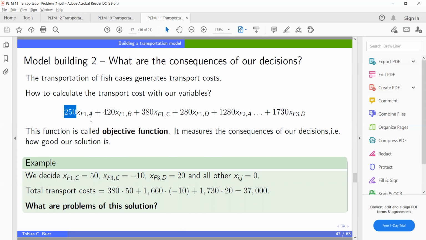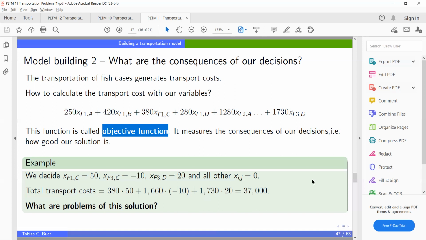Now, this is our function that explains how we calculate the total cost, and we are interested in the smallest possible value of these total costs. And this type of function, we call it objective function. This measures the consequences of our decisions and gives us an indication how good our solution is.